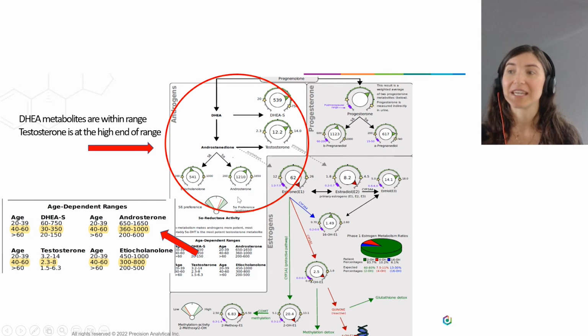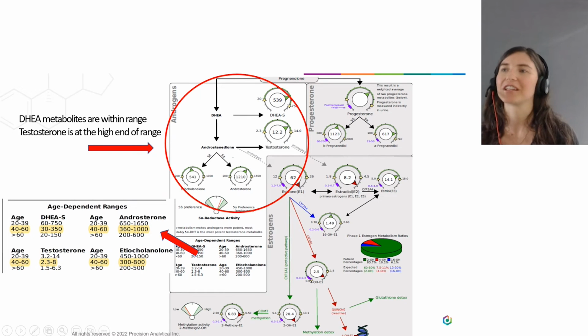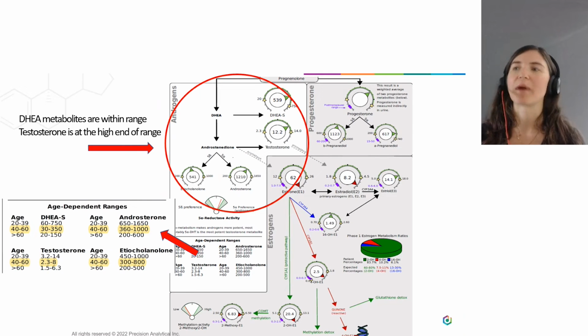On the top left, we can see some of these androgen metabolites. We've got testosterone. We have the sulfated form of DHEA. The sulfated form is more stable than DHEA, the unsulfated form of DHEA. The sulfated form of DHEA has a longer half-life, so it can float around in circulation and stick around longer than just DHEA. So we want to make sure that we have enough in this circulating storage form. And then DHEA can be metabolized downstream into etiocholanolone and androsterone.